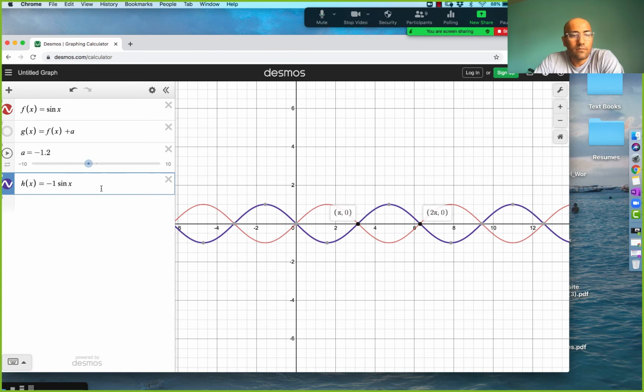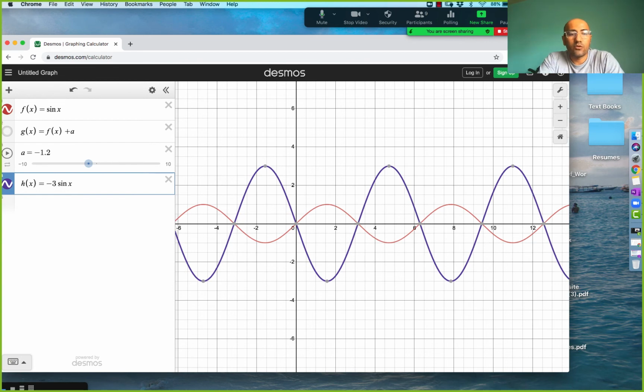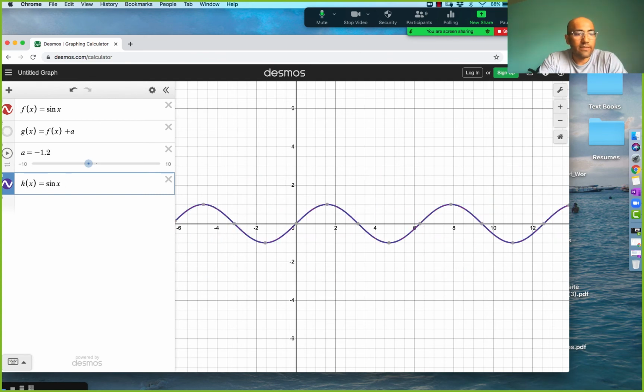Good? Questions? So I can combine that with multiplying by a number, say that's bigger than -1, like -3, and then it'll do both. It'll be a vertical stretch, as well as a reflection about the x-axis. Good. So we have some sense of what this could do.